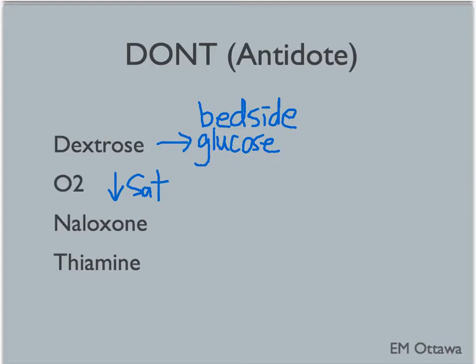In patients who have a suspected opioid toxidrome and who have respiratory depression, naloxone should be given. Thiamine is given for selected chronic alcoholics with potential Wernicke's encephalopathy. However, this antidote is rarely given.